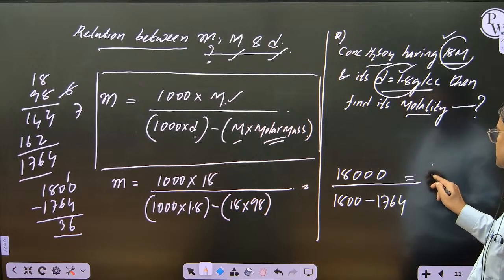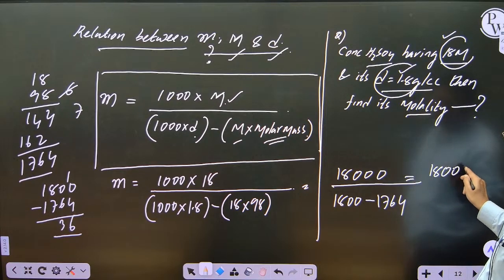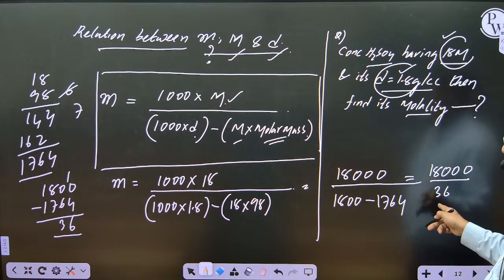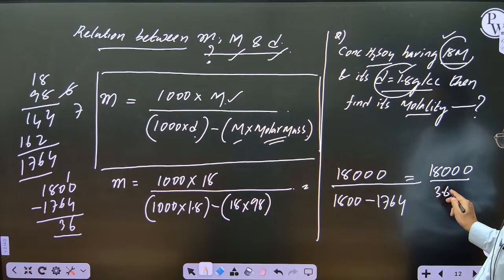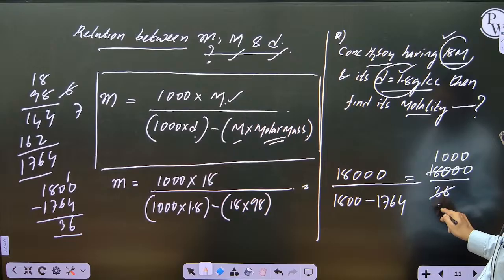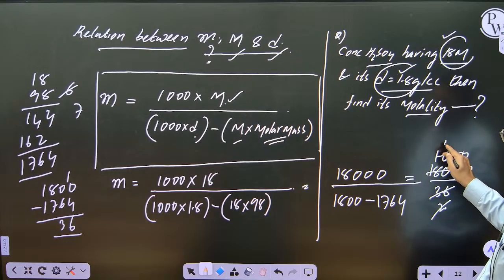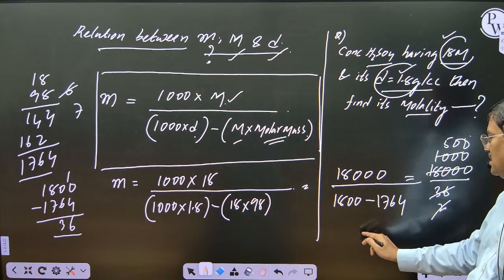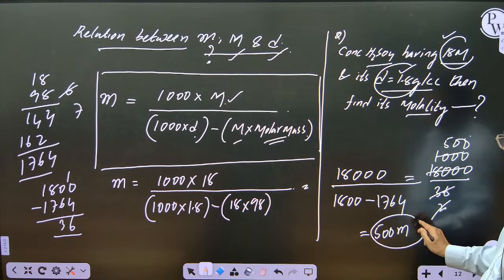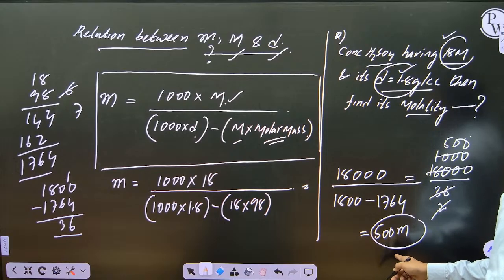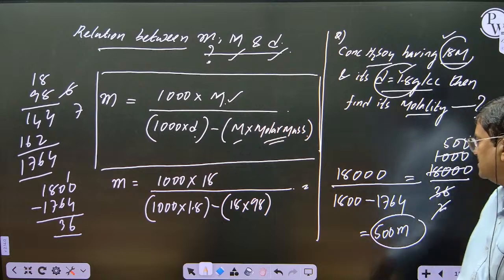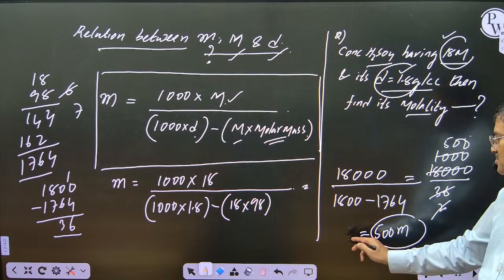Getting the idea, all of you? So here I write one more step, 18,000 by 36. Now 18,000 cancels with 36 by 2 times: 1000 by 500. So the final answer will be 500 molal. Molal means molality. Understood? This is the final answer, 500 molal.